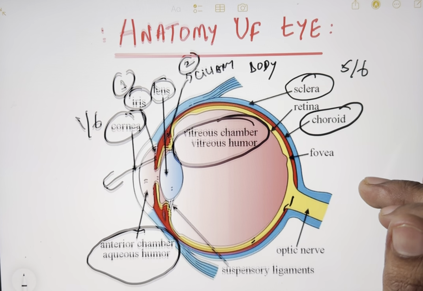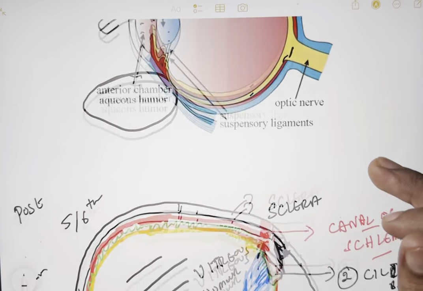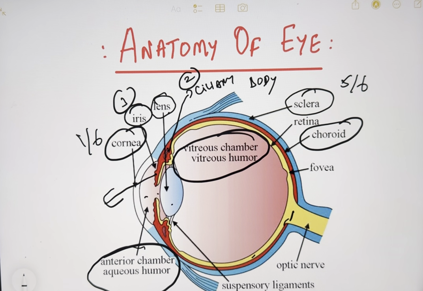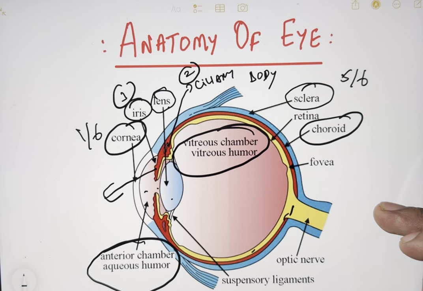Hope the layers of the eyeball and the basics of the anatomy of the eye are clear to you. We will continue this lecture, physiology and diseases of the eyeball, in the subject ophthalmology.